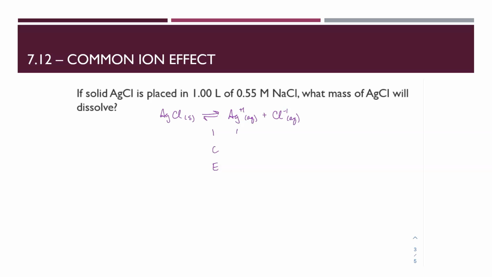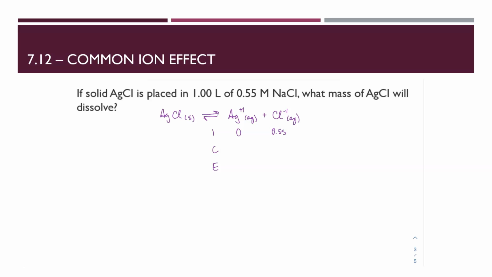Now, to start with, we have no silver, and we don't have any chloride ion from the silver chloride, but we do have chloride ion from the sodium chloride. Specifically, we already have 0.55 molar chloride ion because we have 0.55 molar sodium chloride dissolved. It is completely soluble, so we're going to end up with 0.55 molar sodium and 0.55 molar chloride. So we already have some chloride ion in our solution.